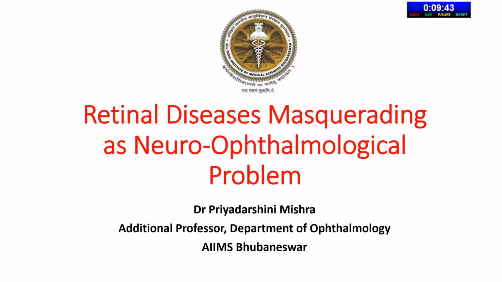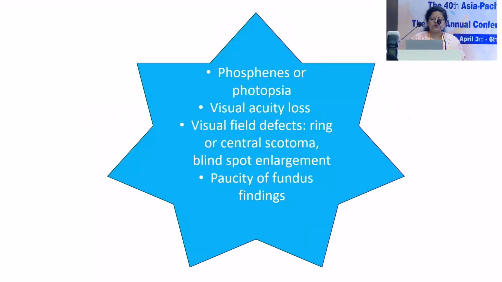So, my topic of discussion is retinal diseases masquerading as neuro-ophthalmological problems. Usually when we have symptoms like phosphenes or photopsia, visual acuity loss is not that much, or is a little bit debatable. Visual field defect is usually a centrocecal scotoma or blind spot enlargement, and fundus findings are very few. There is a paucity of fundus findings. So in these cases, we usually think of a neurological problem.